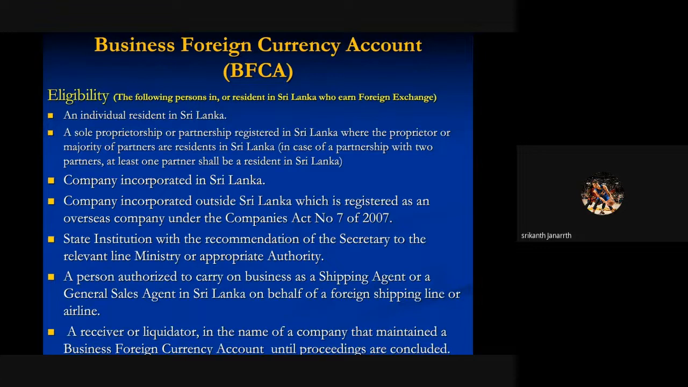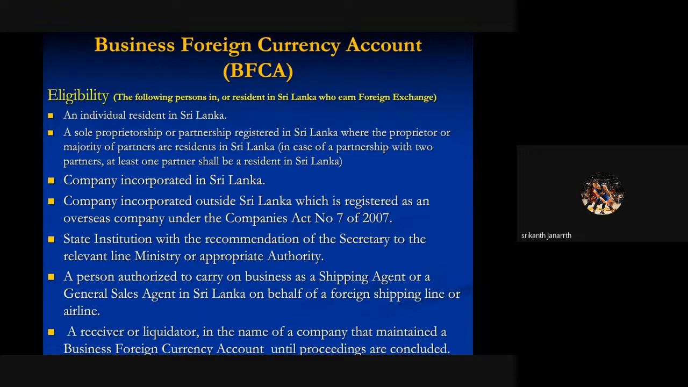So who are the people? An individual resident in Sri Lanka. Remember, just because it is a business foreign currency account, don't think only businesses can open it. No, an individual can open it. But remember, a PFC cannot be opened by any business. It is a personal foreign currency account. It has to be only individuals. But a business foreign currency account can be opened by individuals or businesses. That's the difference. A personal foreign currency account cannot be opened by any business. It is only for individuals. No businesses can open it.